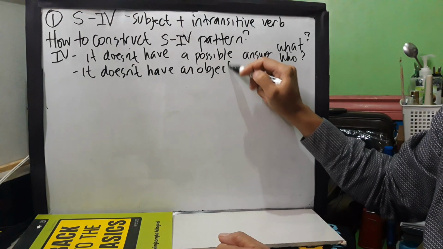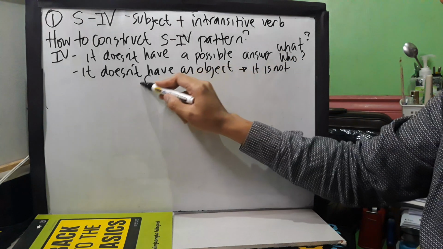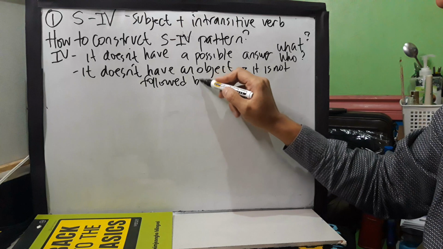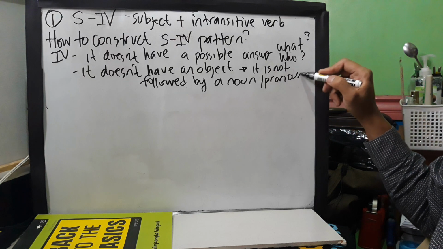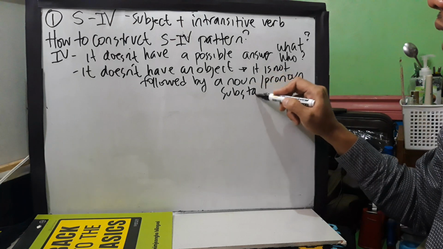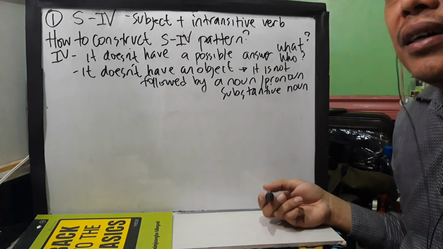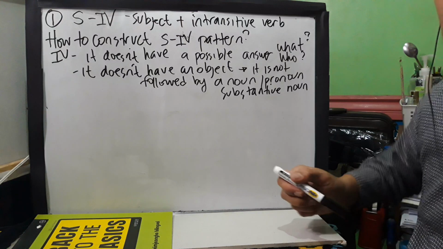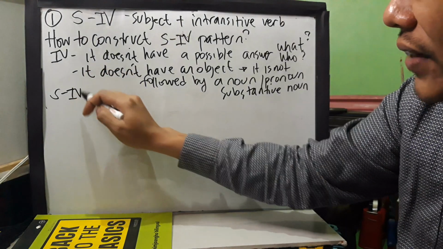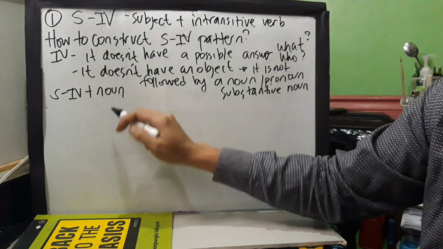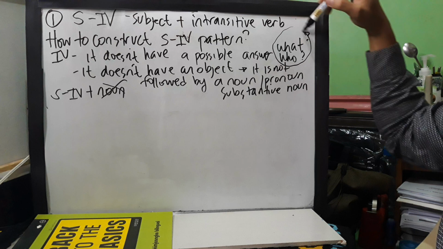So when we say it doesn't have an object, your intransitive verb is not followed by a noun, a pronoun, or any substantive of a noun. It cannot be followed by a noun phrase or a noun clause. So the intransitive verb is not followed by a noun. Why? Going back to our basic rule, it doesn't have any answer to what and who.